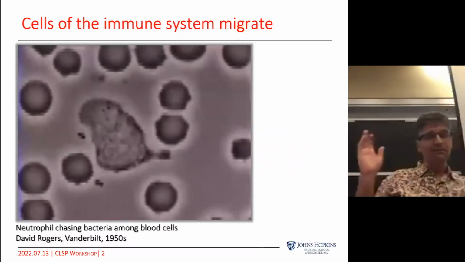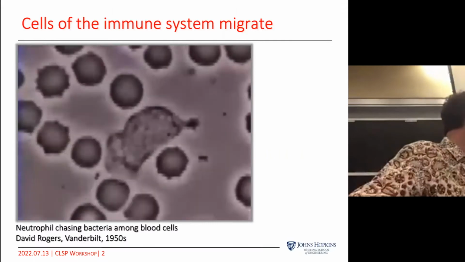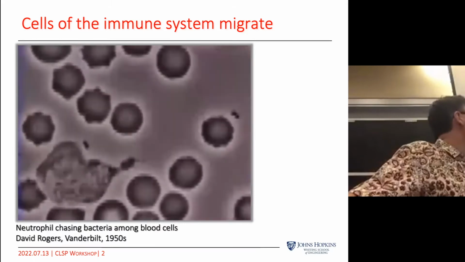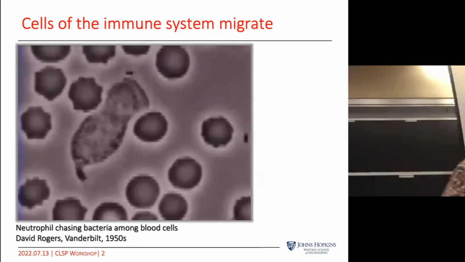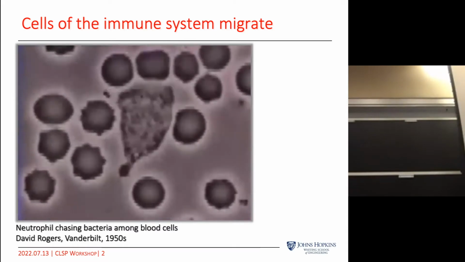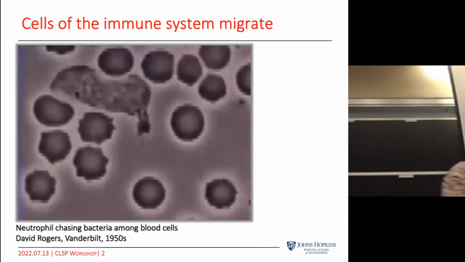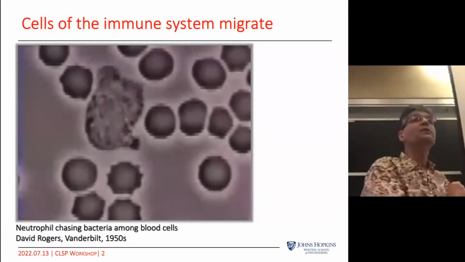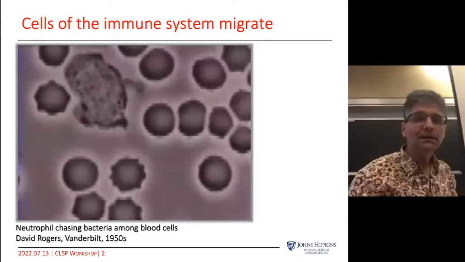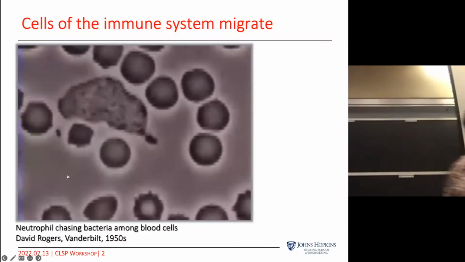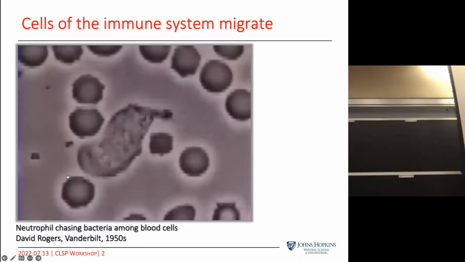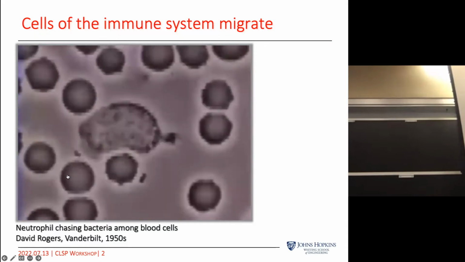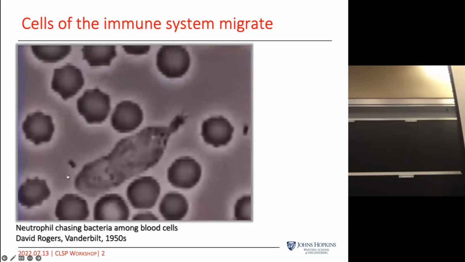What you're seeing here is a movie from before I was born, 1950s, originally done in 8mm film. This is blood. The round things here are red blood cells. They don't move, they stick around there. The big thing that's moving around is a white blood cell, a particular type known as a neutrophil. And the little thing over here is the Staphylococcus aureus bacteria. As you can see, the job of these neutrophils is to hunt that bacteria and kill it.